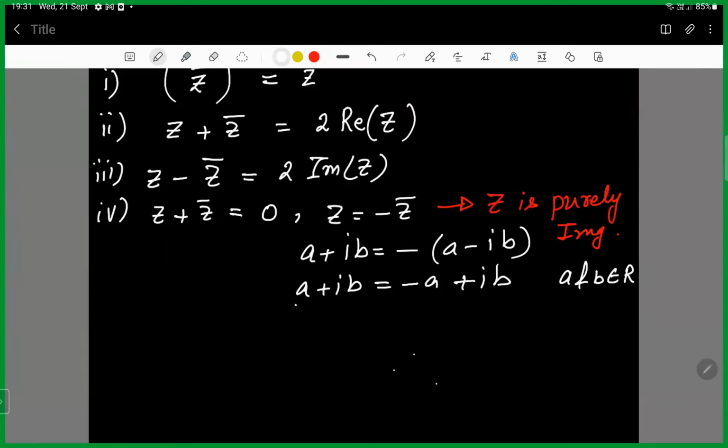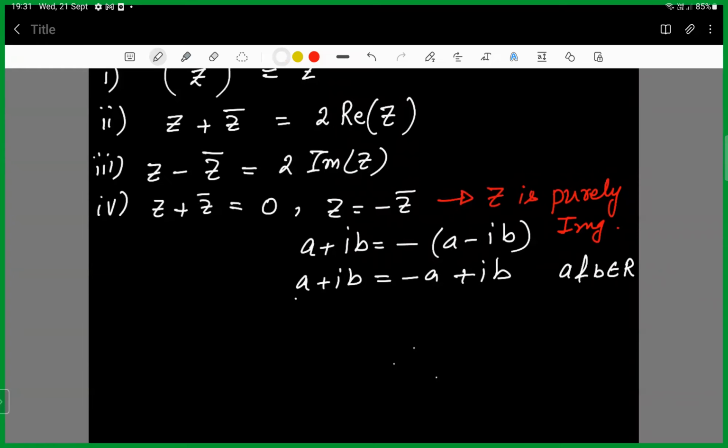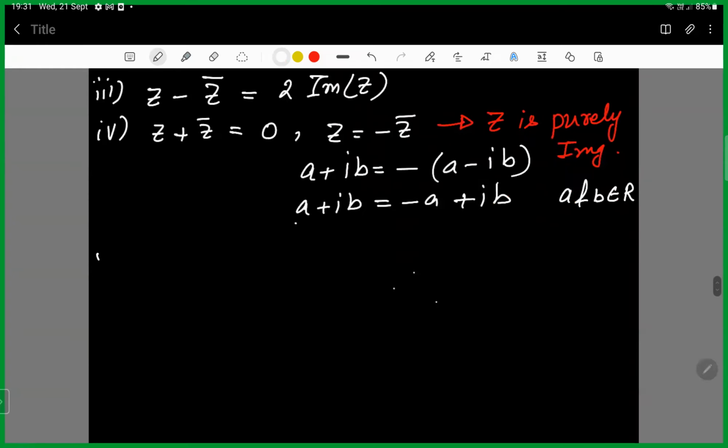What about z minus z bar is equal to 0? See, these are not just properties. You are proving things here also, so these are your questions too. Shakti, you tell me the answer. If z minus z bar is equal to 0, what can you say about the complex number?